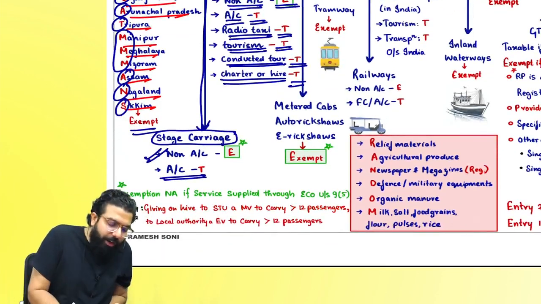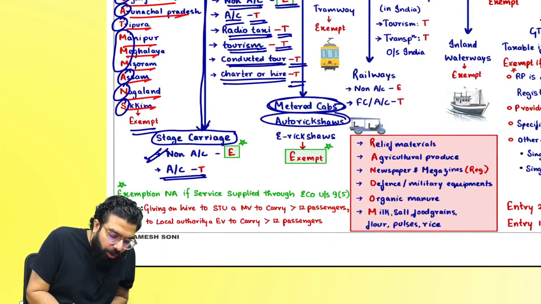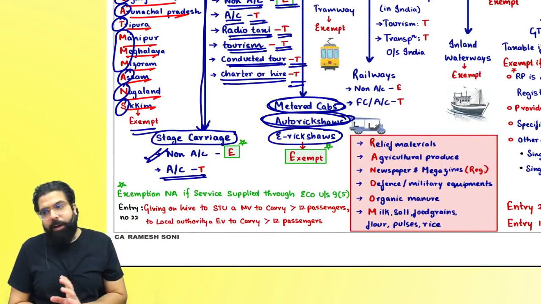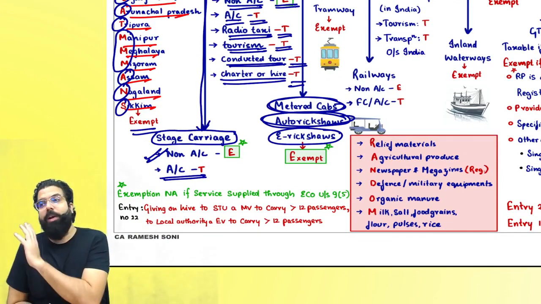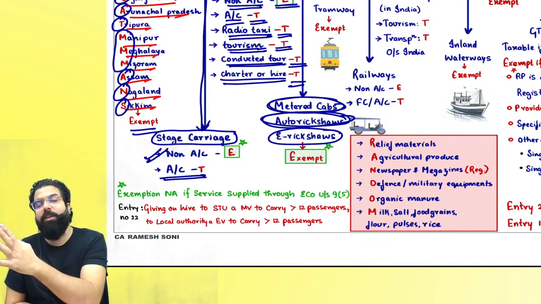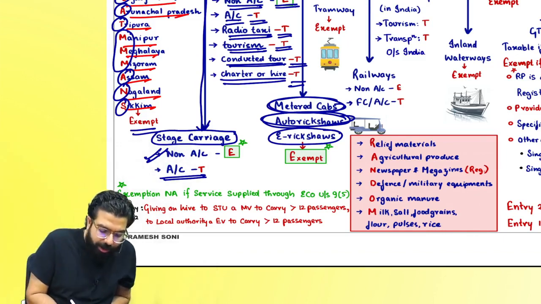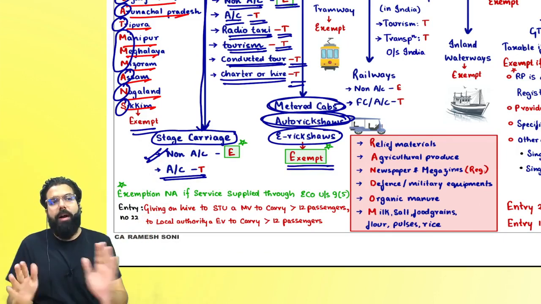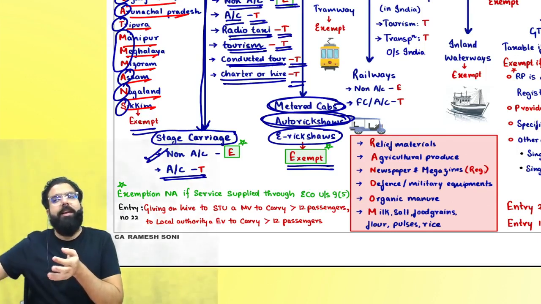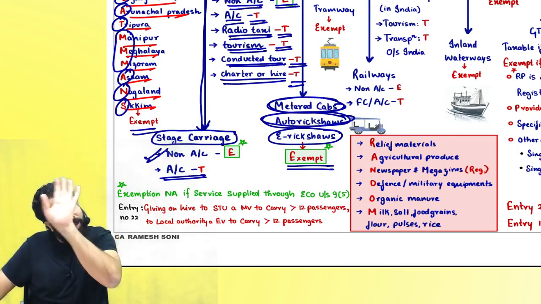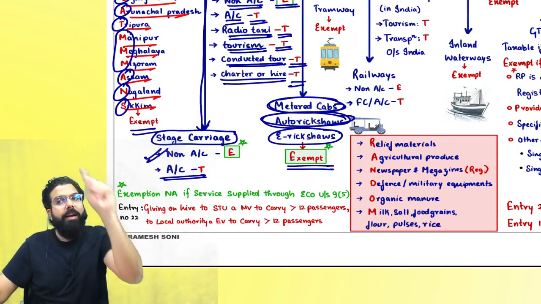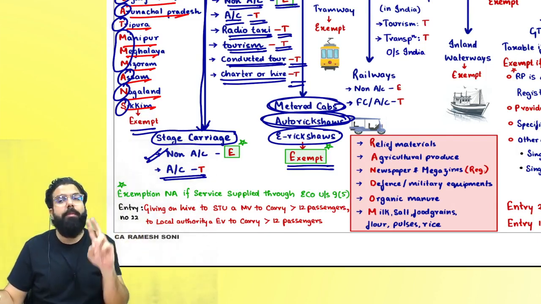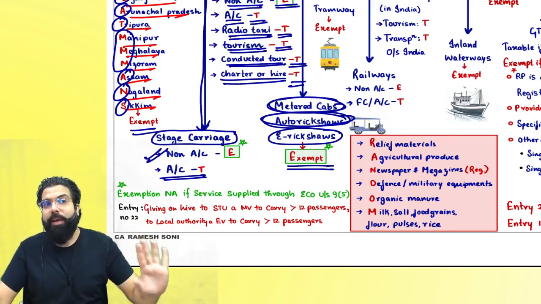Then government went ahead and told metered cab, auto rickshaw, e-rickshaw. Government told grapes are sour, we can't take GST from them, so let's exempt it. And government told metered cab, auto rickshaw, e-rickshaw ka case mein GST will not come. So always you have to remember, stage carriage non-AC was exempt, contract carriage non-AC is exempt, and others like metered cab, auto rickshaw, e-rickshaw are also exempted.